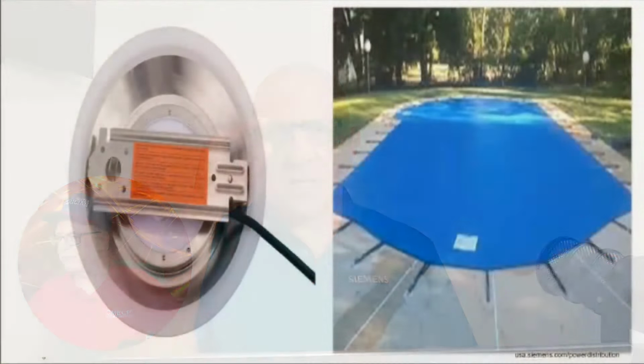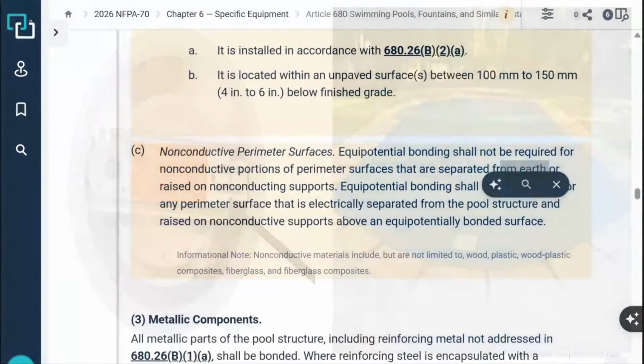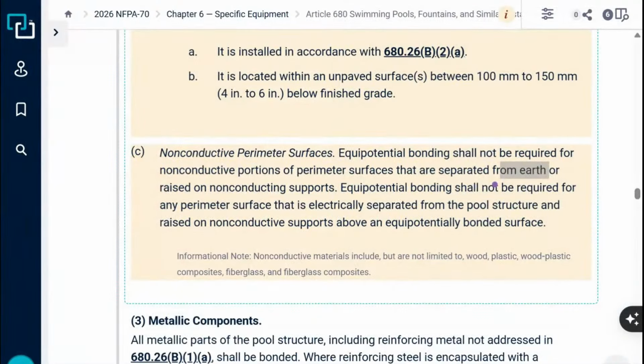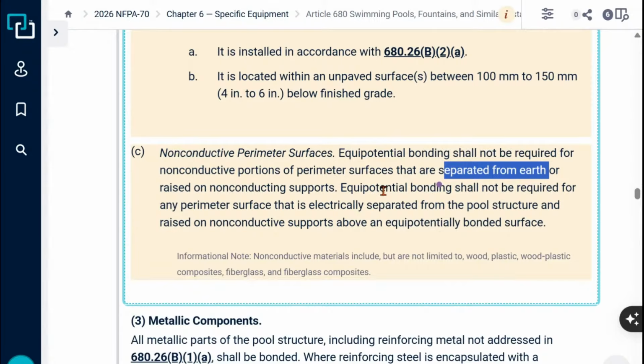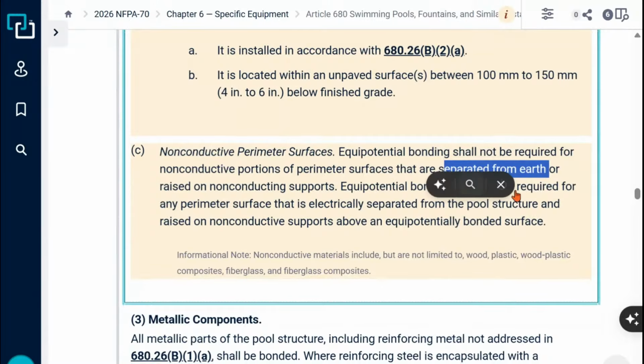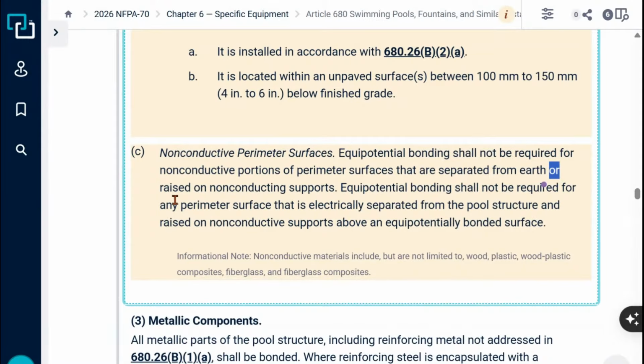So this language is saying if it's, what was it, separated again? Let's look at it again. Right here. It says shall not be required for non-conductive portions of a perimeter surface that are separated from earth. So again, when I think separated, I mean not in the earth, it's totally separated from it. Or raised on non-conducting supports. So whatever that non-conducting support is.